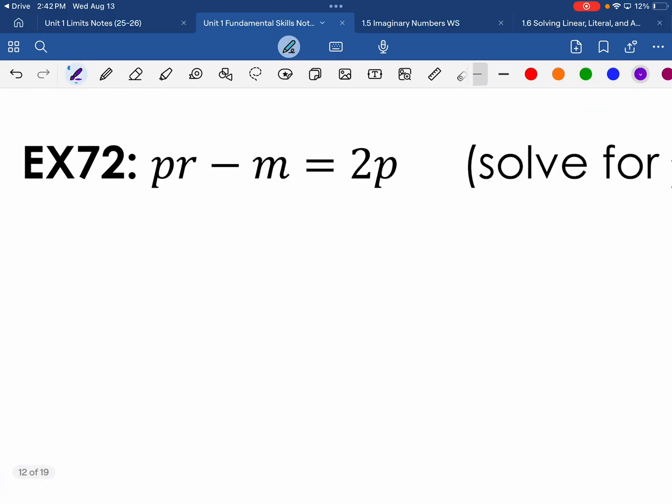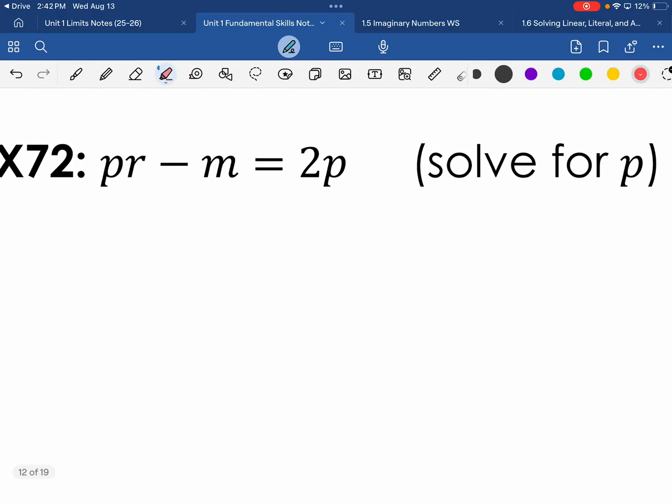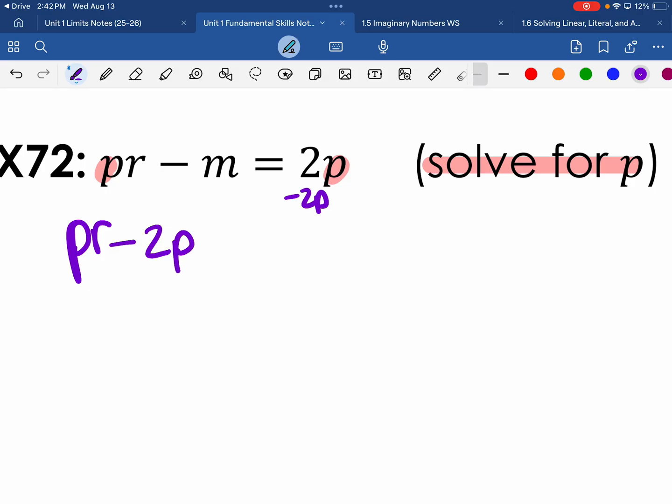Okay, and then my last example of these guys is we are solving for p, and 2 terms have p. So what I'm going to do here is get all of my p's on one side. So I've got pr, and I'm going to minus 2p. I still got the minus n, and then technically 0 over there. Divide by r?